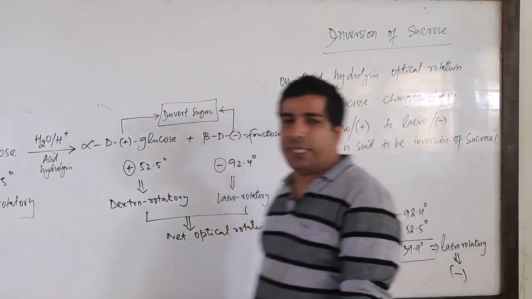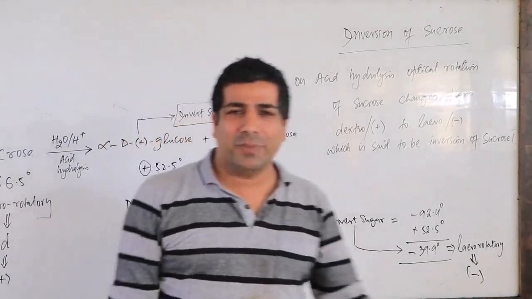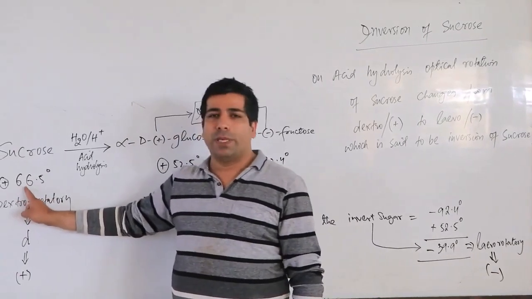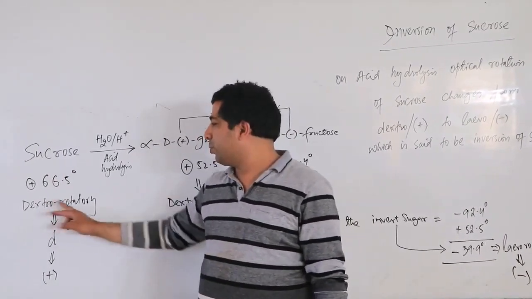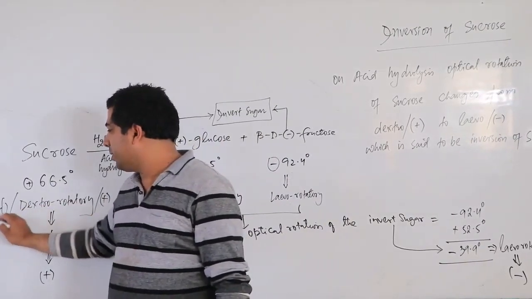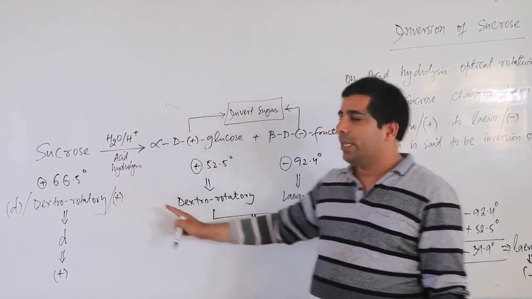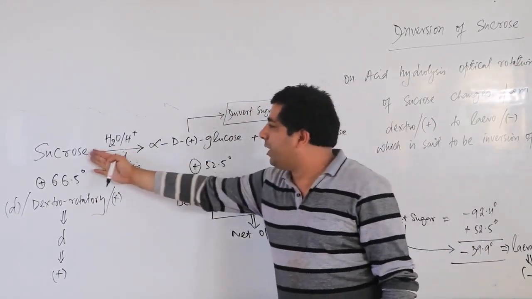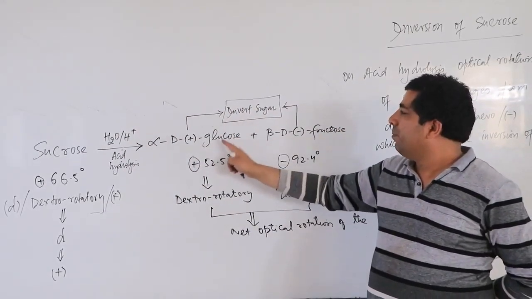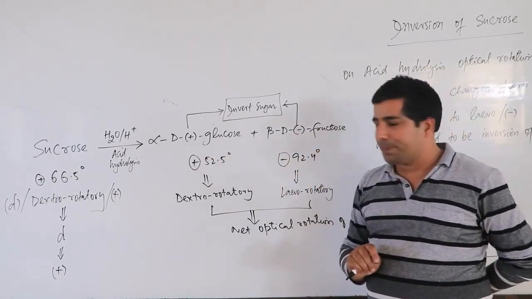So what is the meaning of this inversion? Inversion means to become exactly opposite, correct? Retention means same, inversion means opposite. Have a look. What was the optical property of the sucrose molecule? It was dextrorotatory. Dextrorotatory means it was plus, or we can say it was small d, correct? But once it has undergone acid hydrolysis, it has been changed into invert sugar. Now you will be thinking, what is invert sugar? Invert sugar is basically the mixture of alpha D glucose and beta D fructose, correct?